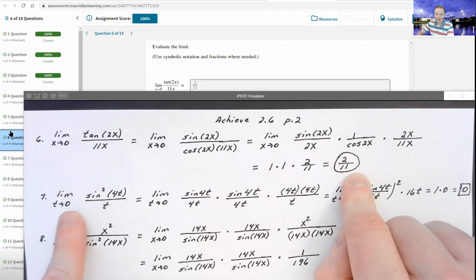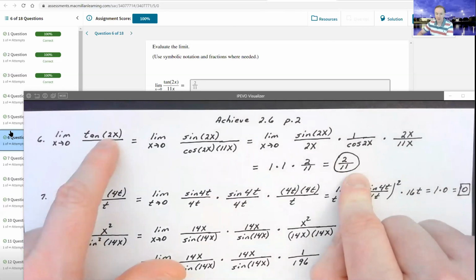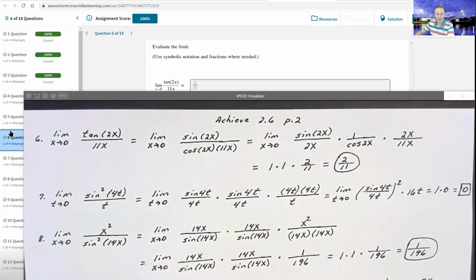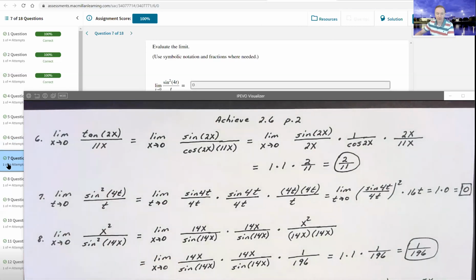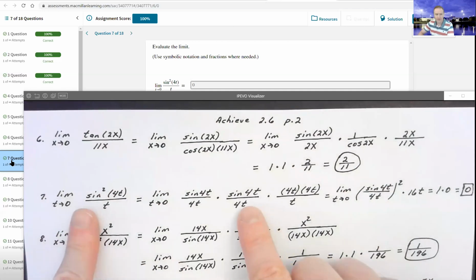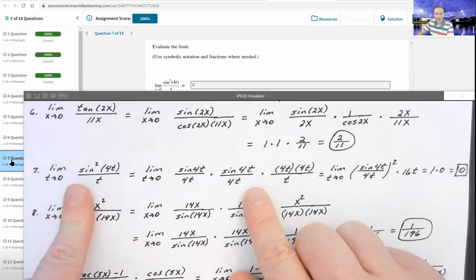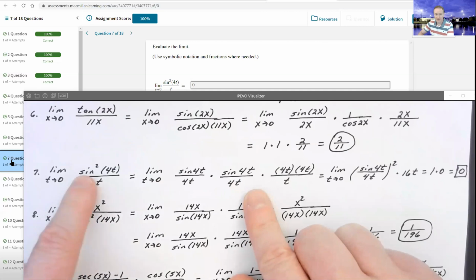And again, I know it's so tempting just to look at it from the very beginning and say, John, I already know my answer is 2 over 11. Do I really have to show my work? And I would say, well, you don't have to, but I would like you to understand where it's coming from. Okay, number 7. We have the limit as t approaches 0 of the sine squared of 4t over t.